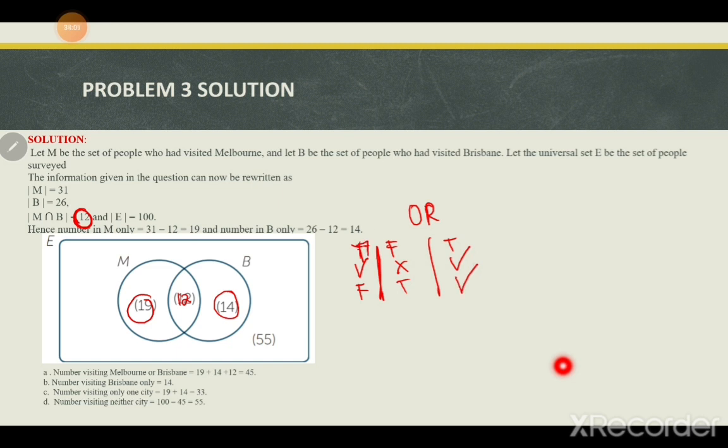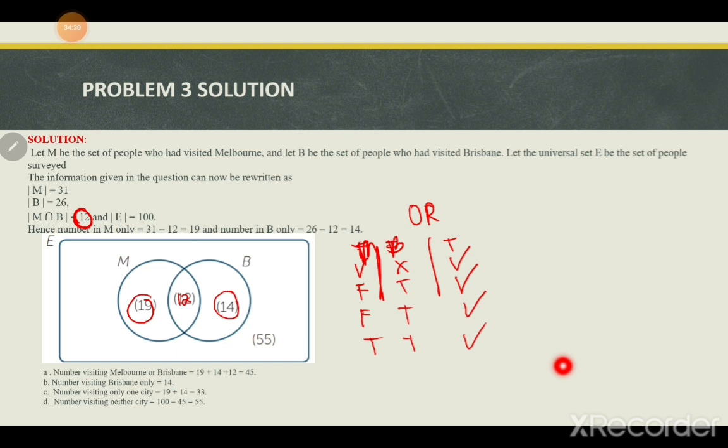So, let's say, M and B. Okay? Pag false yung isa, at true yung isa, true pa rin. Pag true silang dalawa, true pa rin. Okay? So, number visiting Melbourne or Brisbane means, kahit na pumunta ka sa isa, hindi ka pumunta sa isa, pero pumunta ka na sa Melbourne, kahit hindi ka pa pumunta sa Brisbane, kabilang ka sa bibilangin ko. Ganun yun, pag or. Tama?